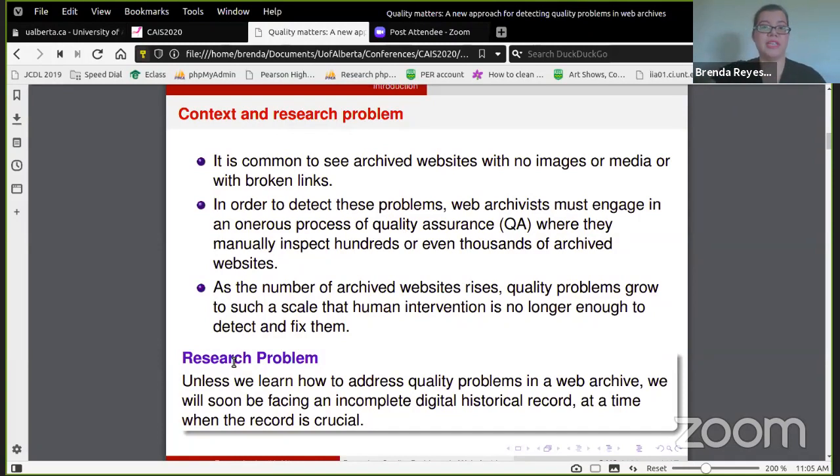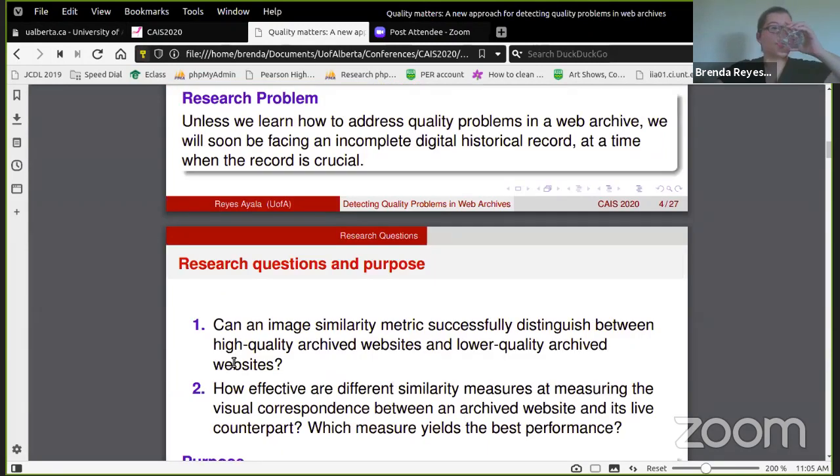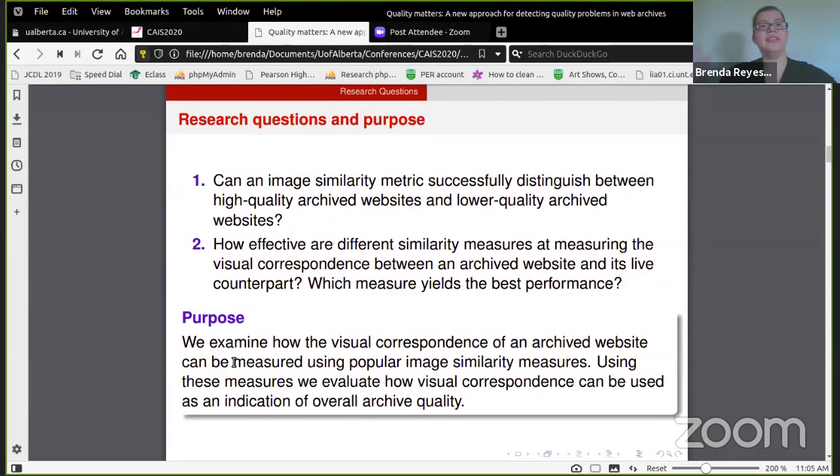So the research problem here is, unless we learn how to address quality problems in a web archive, we will soon be facing an incomplete digital historical record at a time when the record is crucial. So I defined something called correspondence, which I will get into in detail later, but correspondence is a degree of similarity between an archive website and its live counterpart.